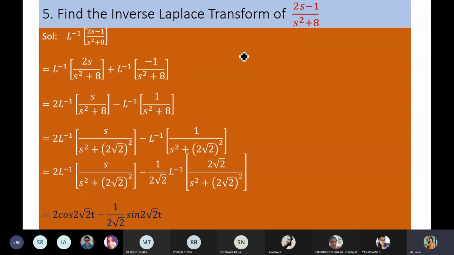Write down 3s minus 1 divided by 16 minus s square. Solve it. Tell me the answer. You have to find the inverse Laplace transformation of this function. All of you please solve it and tell me what your answer is.